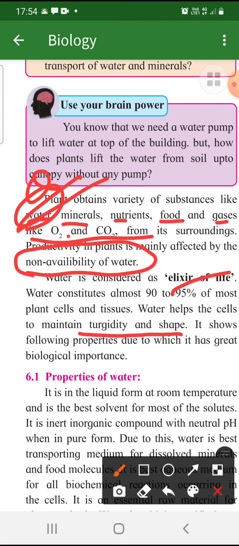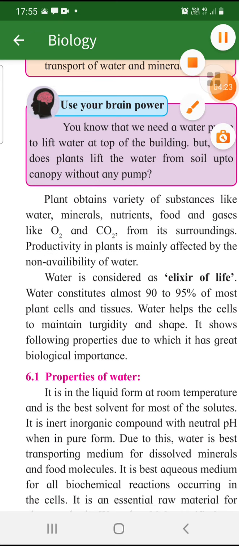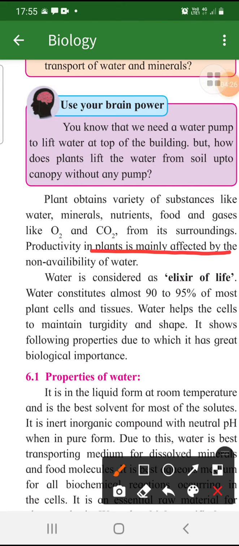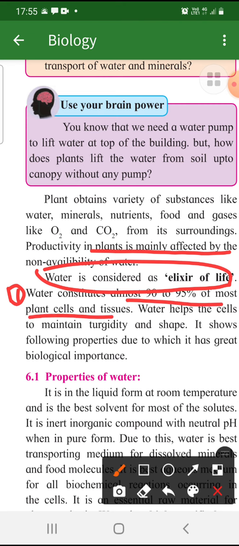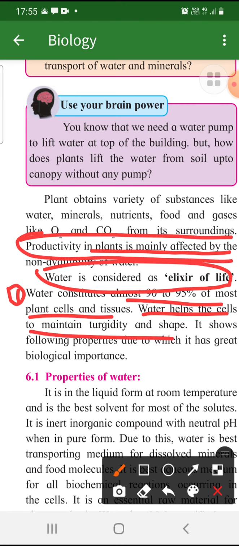अलग अलग प्रेशर, एटमॉस्फेरिक प्रेशर, so many things, so this is a very common question from this paragraph. And what happens if water is not available? Third point आप लिख सकते हो, productivity in plants will be affected if water is not available. So ये question, why is water considered as elixir of life? उसके लिए you can write 3 points. 1 point is 90 to 95% is made up of water. Then water helps in maintaining turgidity. Absence of water can bring about low productivity in plants. Okay, so please write it down, these questions.